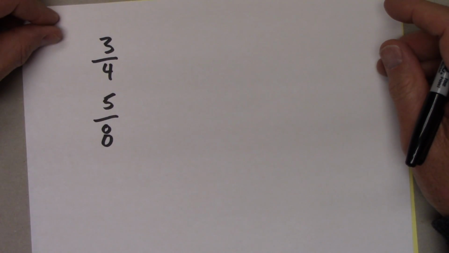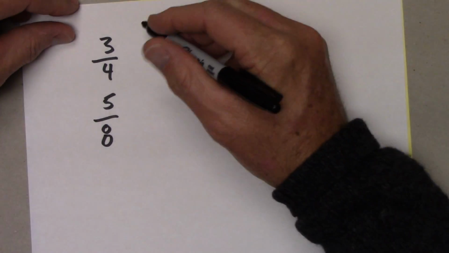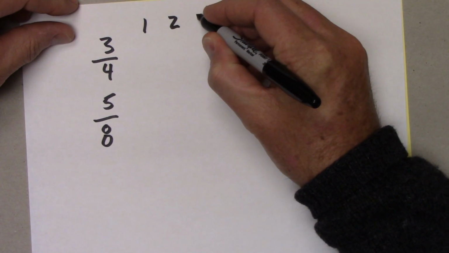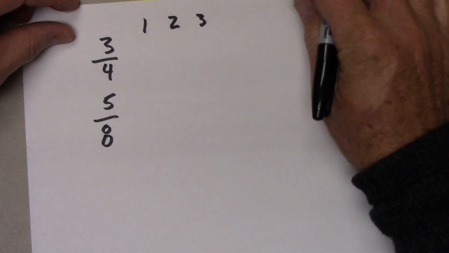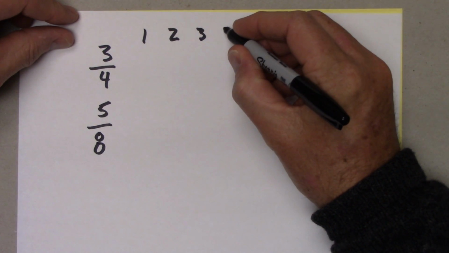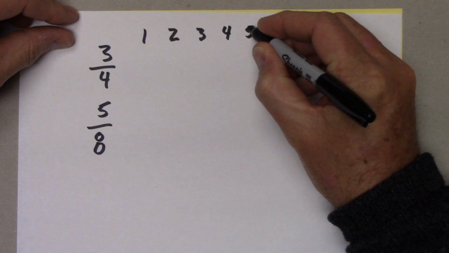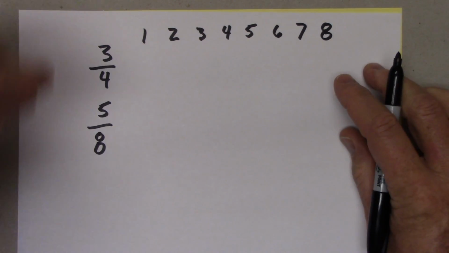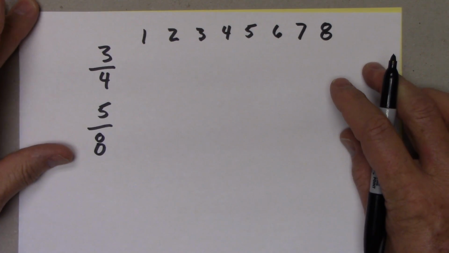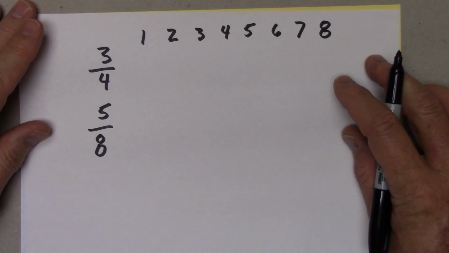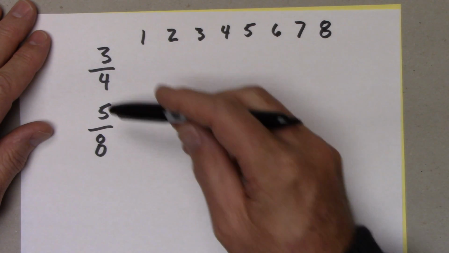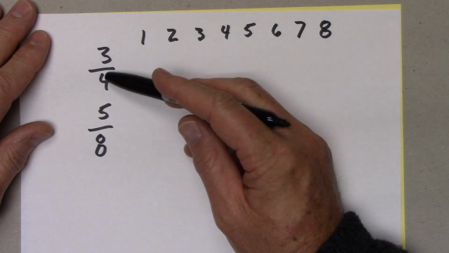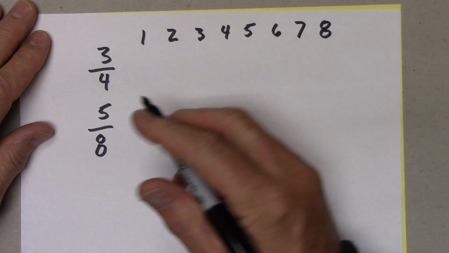Multiple sounds a lot like multiply, and so in your mind you may want to think of putting these numbers up here so that you can remember which ones you're doing. All right? And in order for us to add these two together, we would have to have a least common multiple for them both. So here's what we do.